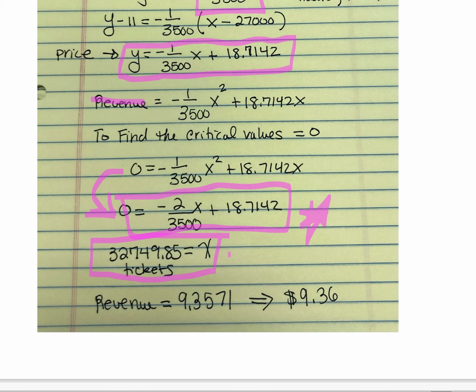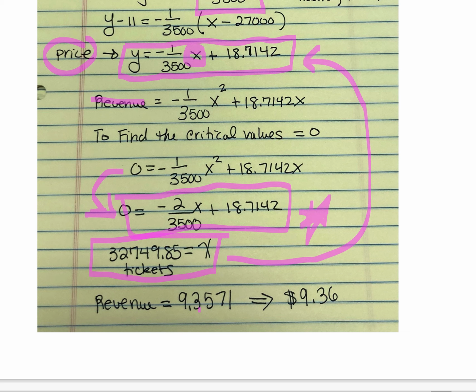Now, if you want to find out what the actual cost of the ticket should be, since this is the number of tickets sold to maximize it, I'm going to take this value of X and plug it into our price function. When I plug in the number of tickets sold, or the attendance, into this X, I should get the price of the ticket.